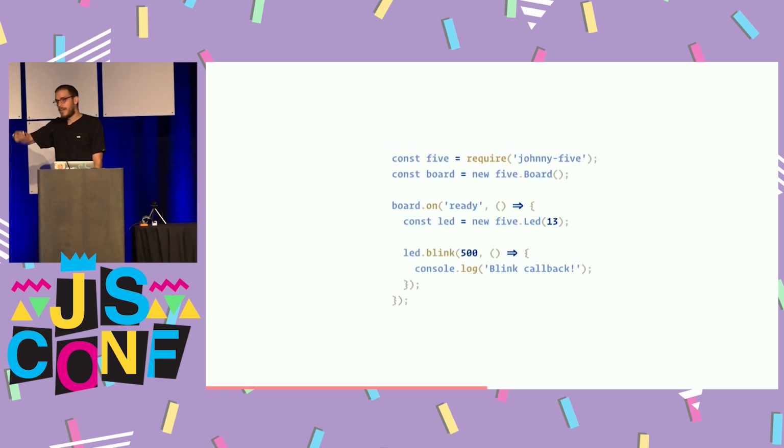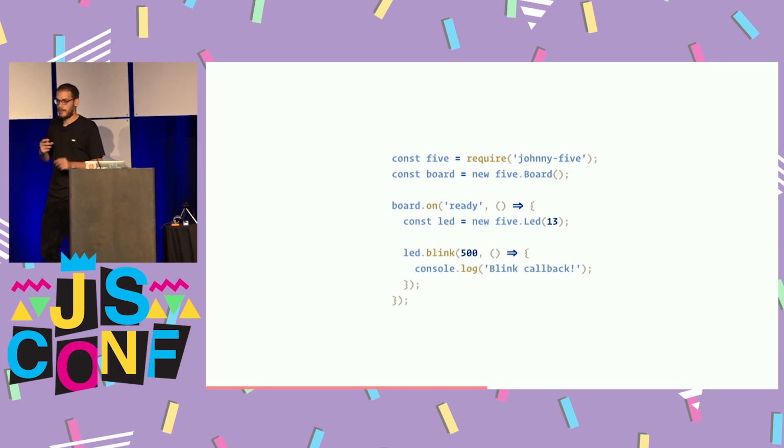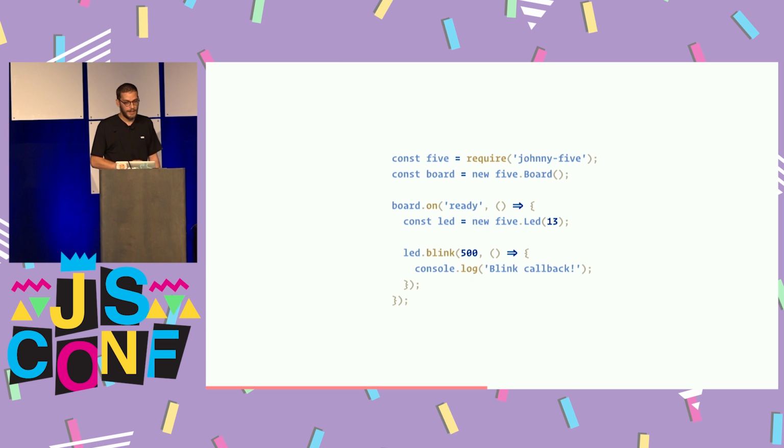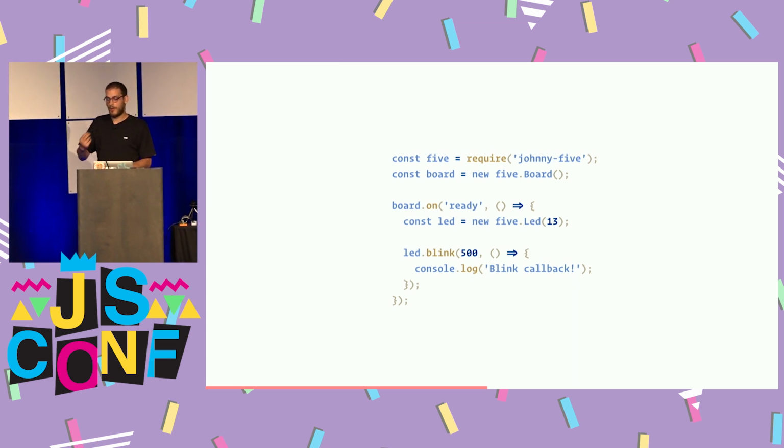And we can rewrite the flashing LED example, including the Johnny 5 module, initializing a new board, and using the callback when the board is ready, we're gonna flash the LED using the blink LED function.